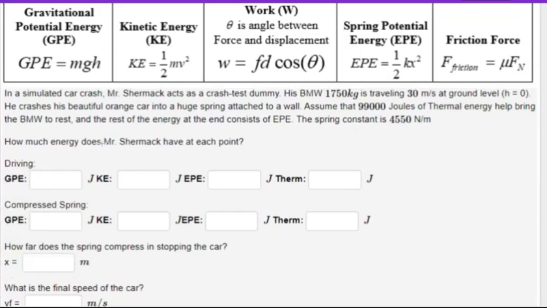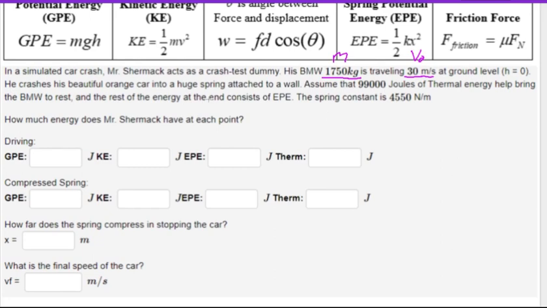Alrighty guys, let's take a look at another problem here. This says in a simulated car crash, Mr. Shermack acts as a crash test dummy. His BMW, with a mass of 1,750 kilograms, is traveling 30 meters per second, so that's my initial velocity, at ground level, a height of 0. He crashes his beautiful orange car into a huge spring attached to a wall.